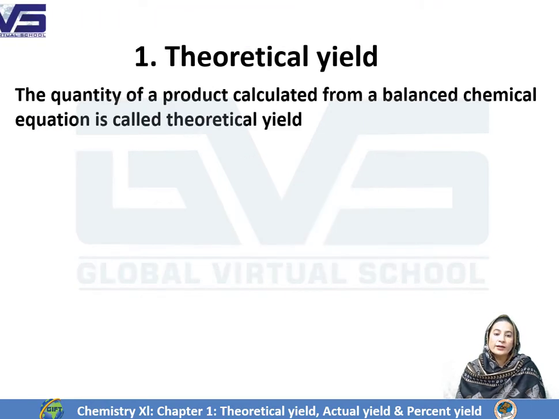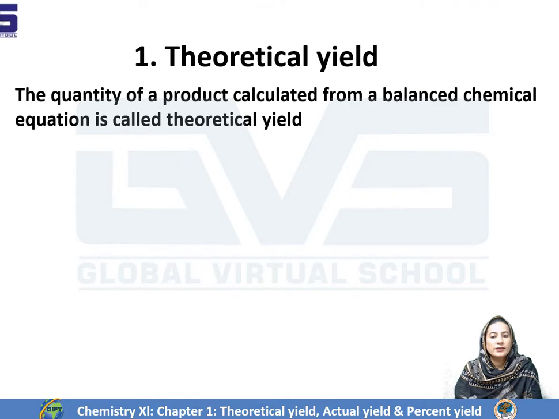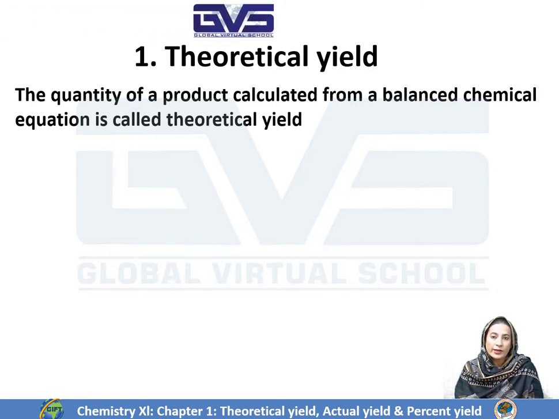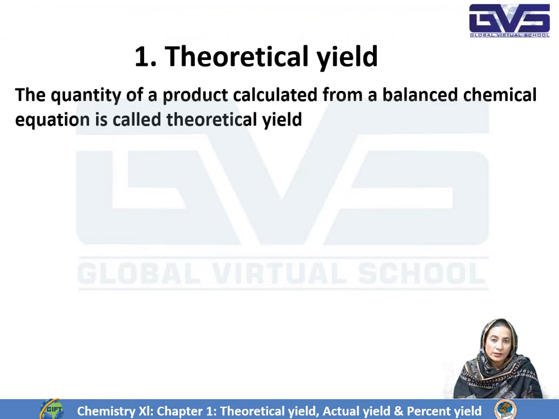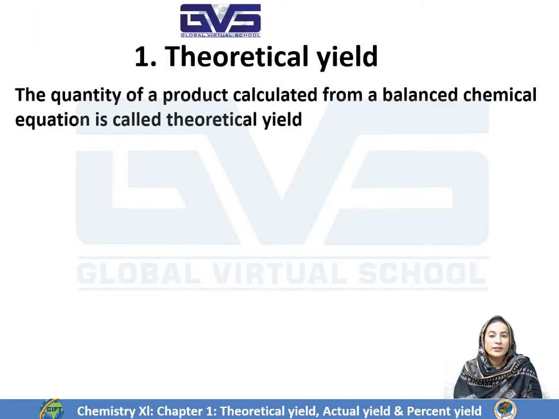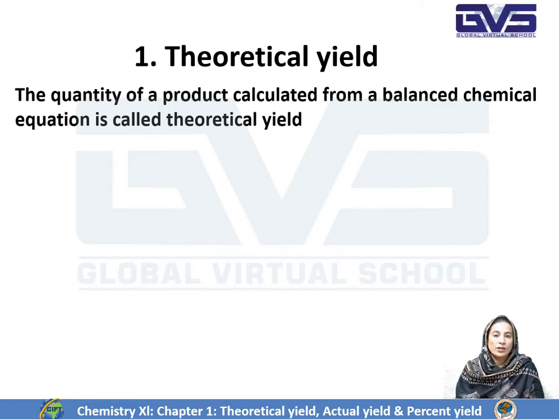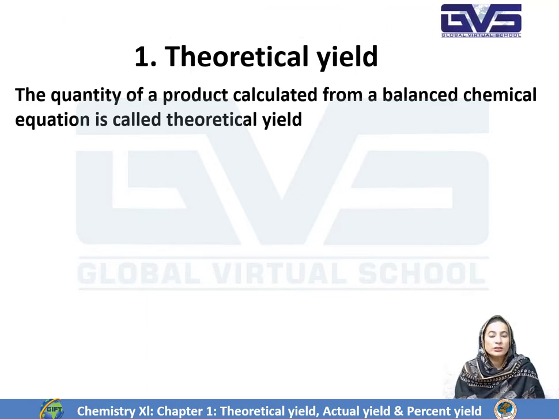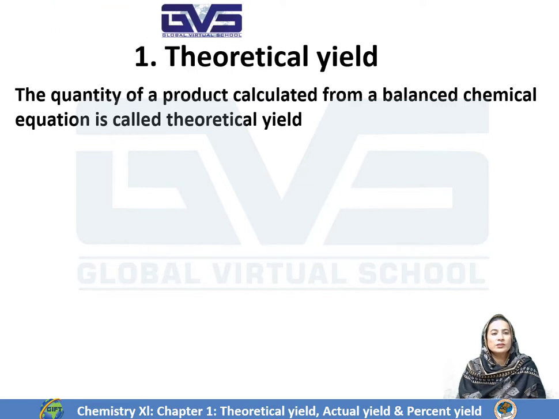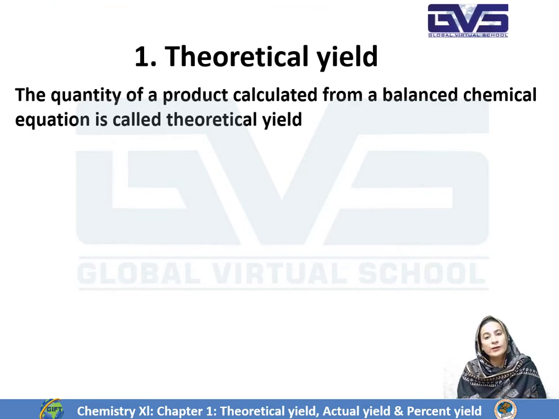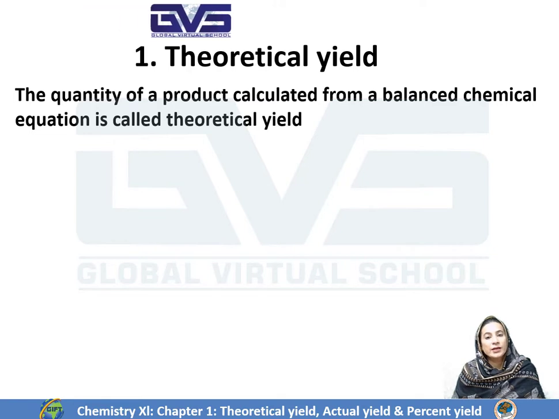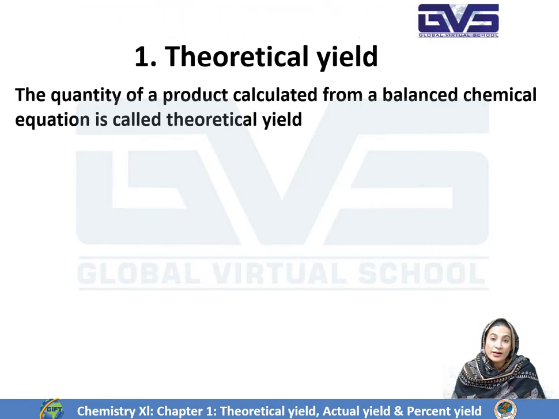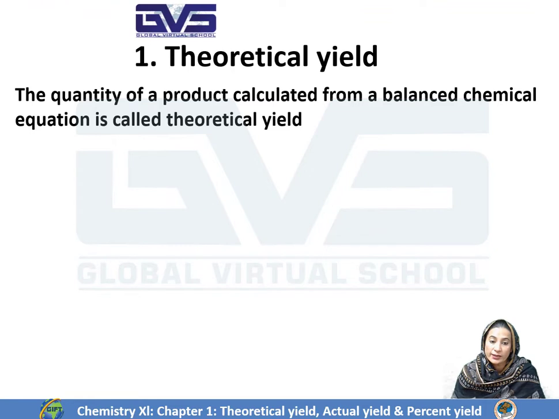So now come to the point, theoretical yield. Theoretical yield is basically what we calculated in the limiting non-limiting reactant topic, the amount we calculated with the help of reactants' moles and reactants' mass. That is theoretical yield. So the amount of product obtained from a balanced chemical equation, in which we consider all of the reactant converted into our desired product. Such yield that is calculated with the help of a balanced chemical equation is called theoretical yield.